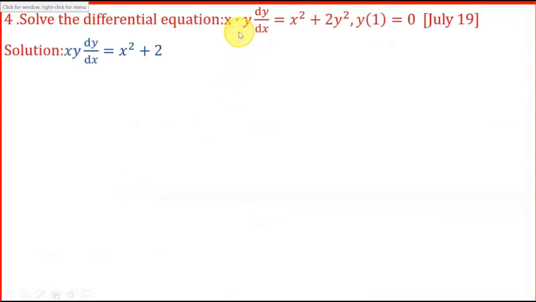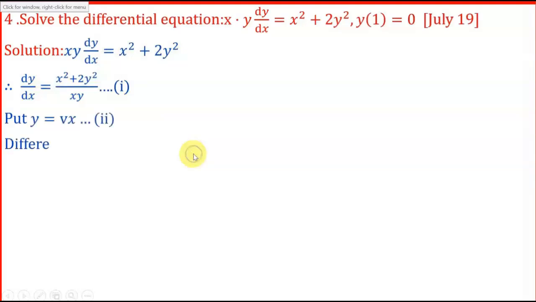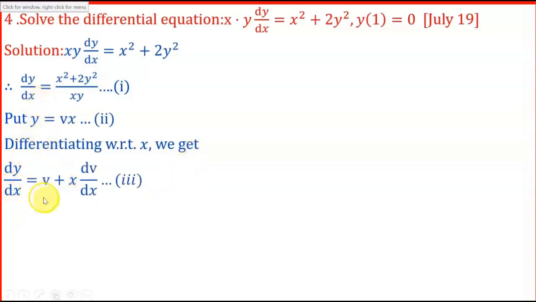Now next, solve the differential equation xy into dy by dx is equal to x square plus 2y square, and the value of y when x is equal to 1 is 0. Now see this here. First, dy by dx is equal to, now here divide the whole equation by xy. Therefore, you will have dy by dx is equal to x square plus 2y square upon xy. Put y is equal to vx. Differentiate this with respect to x. Then you will have dy by dx is equal to v plus x into dv by dx.